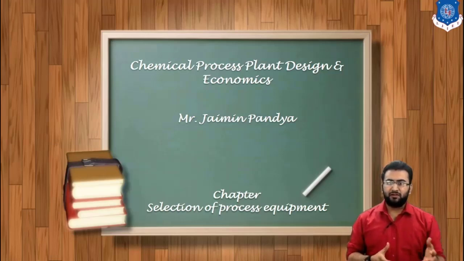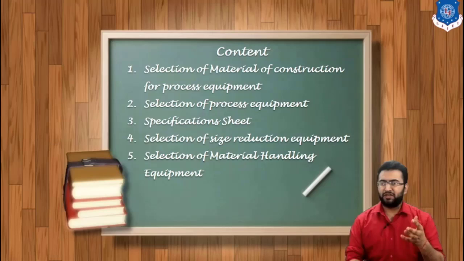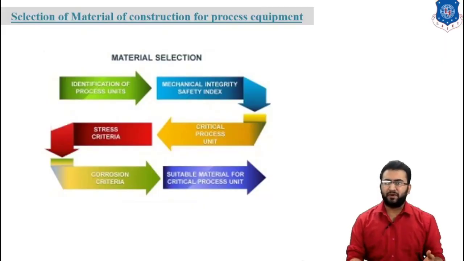So let's start a new chapter, which is the selection of process equipment. In this lecture, we'll talk about the selection of material of construction for process equipment. Then we'll talk about the selection of process equipment, specification sheet, selection of reduction equipment, and selection of material handling equipment. So let's start with the selection of material of construction for flow process.